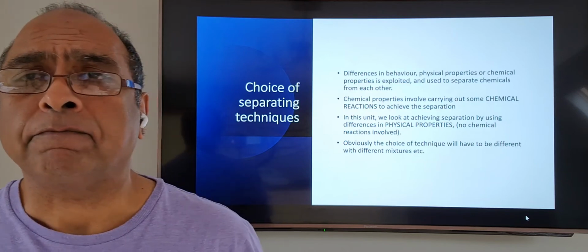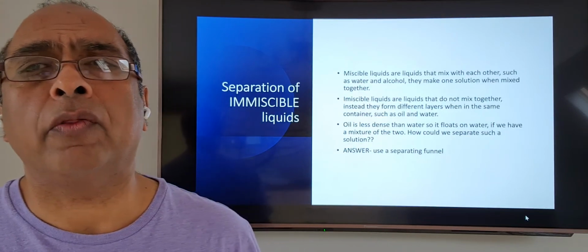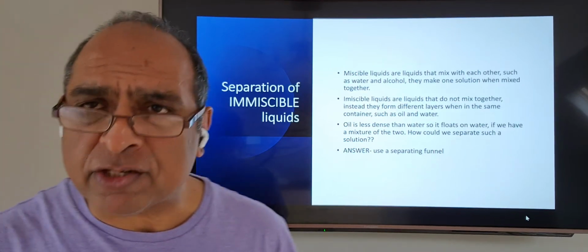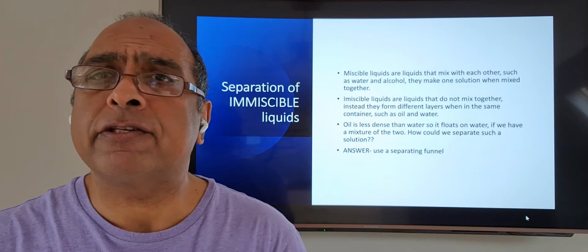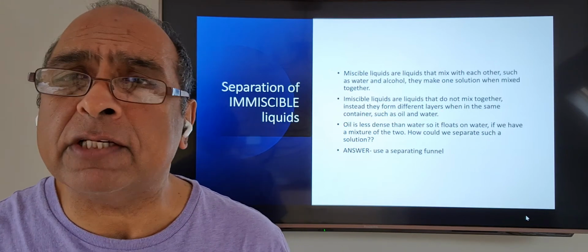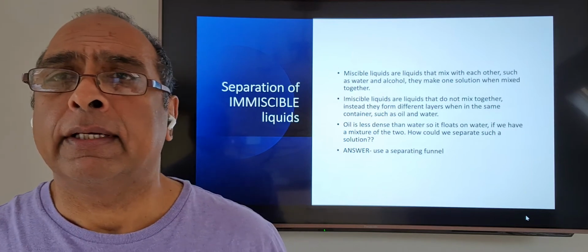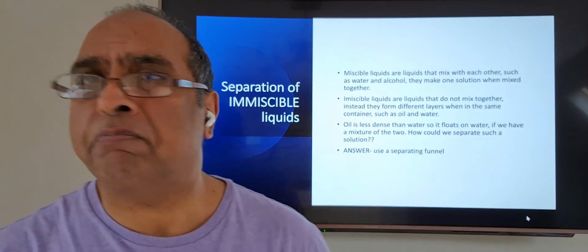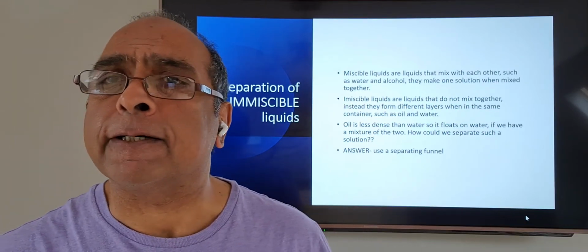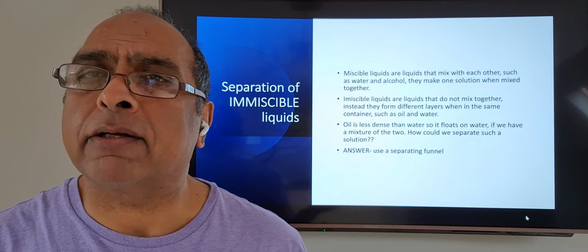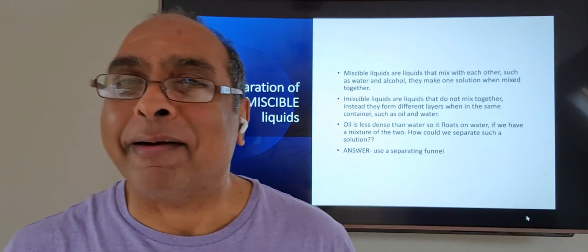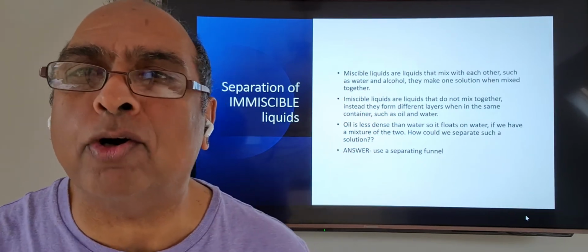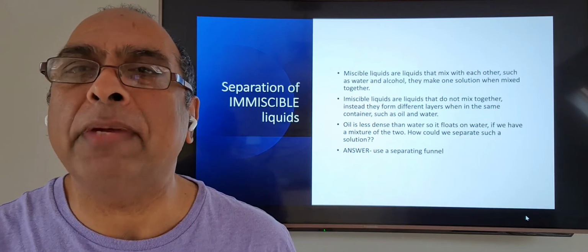So the first one, let's talk about what this word means: miscible and immiscible liquids. The word miscible means liquids that mix together. Famous example of miscible is alcohol and water. Alcohol and water in any proportion will mix together perfectly well. 90% alcohol, 10% water. Sorry, I've just said that. Let's go the other way around. 90% water, 10% alcohol. The proportions don't matter. Alcohol and water are miscible.